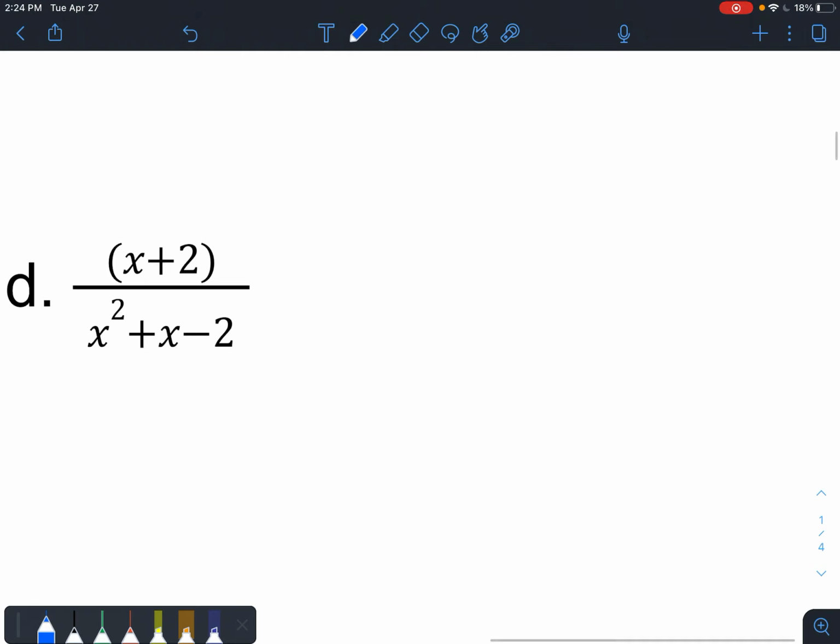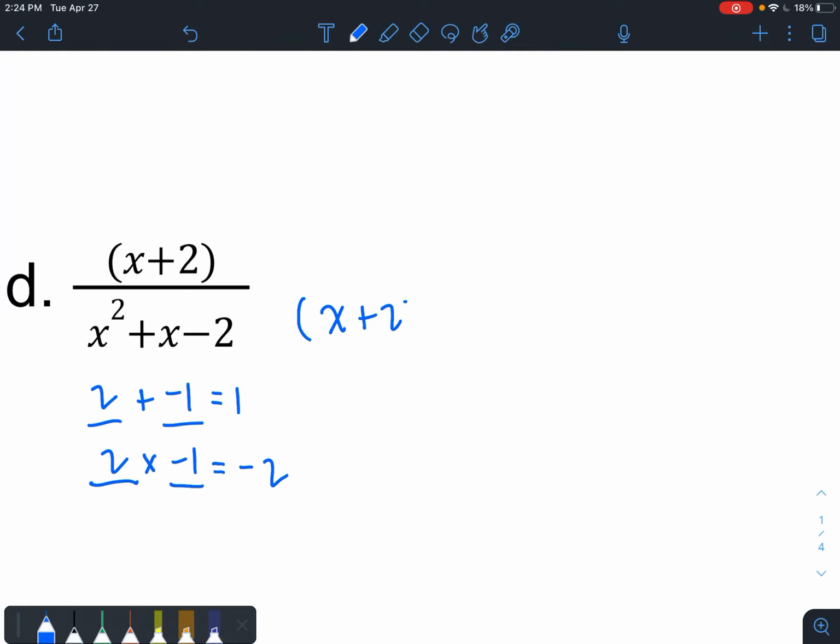All right, finally, our numerator is already factored, but let's go ahead and factor our denominator. So two numbers that add to be 1, two numbers that multiply to be 2. 2 times -1 gives me -2, and 2 plus -1 gives me 1. So this factors to be x plus 2 times x minus 1.